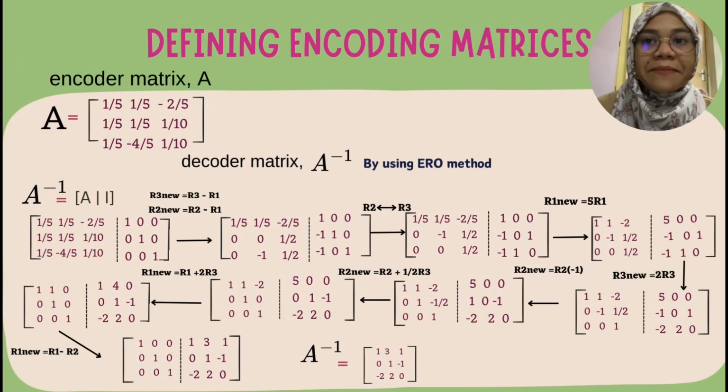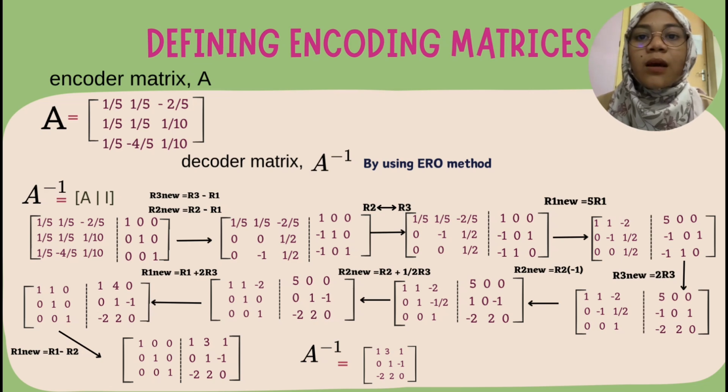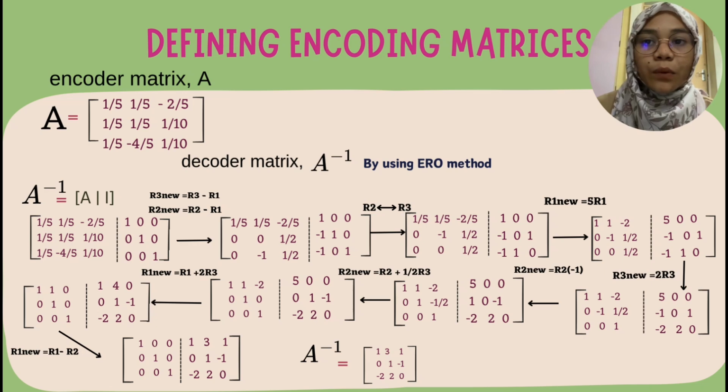To encode a message, we first define two matrices. First is the encoder matrix A, which is a 3 by 3 matrix used to encode the message. The second is the decoder matrix, which is the inverse matrix of matrix A and is used to decode the message. So, to find the inverse matrix, we use the elementary row operations, ERO, method.